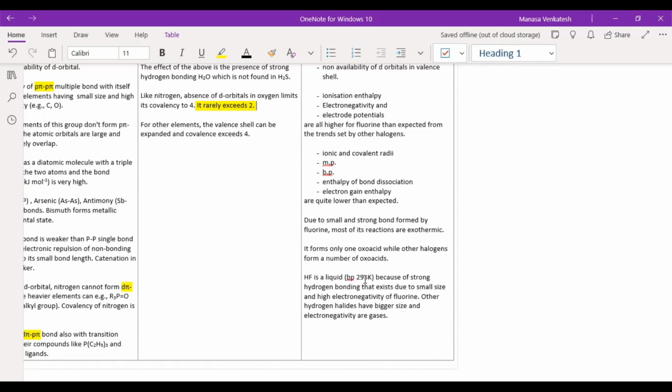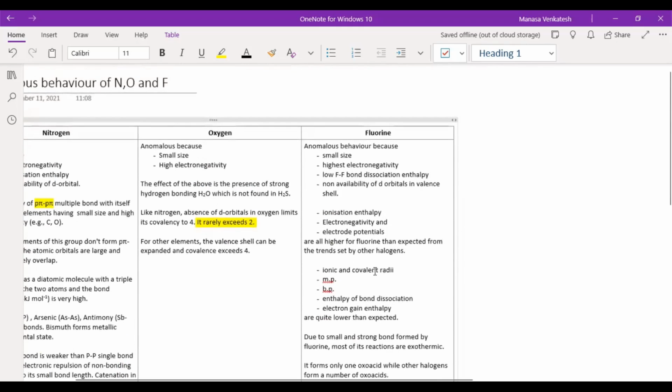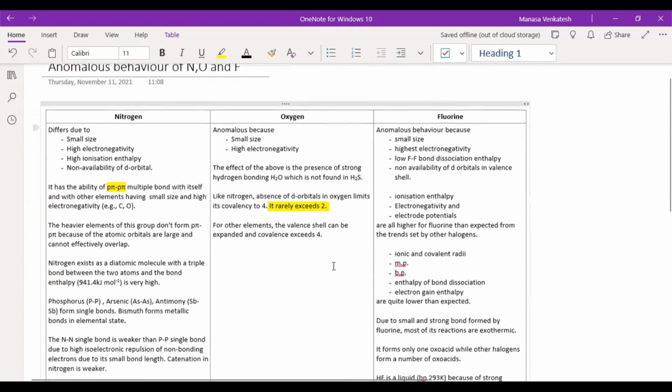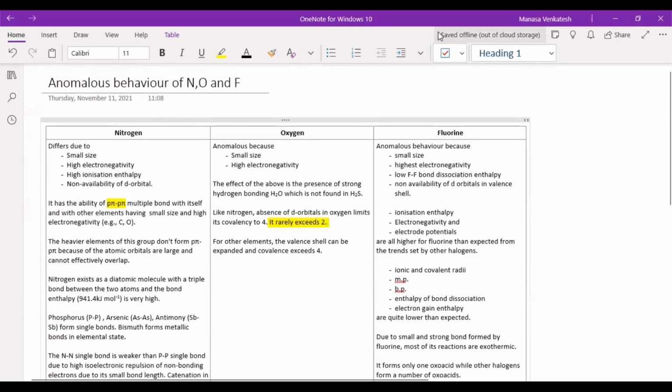Hydrogen bonding exists in the first place because fluorine is highly electronegative and very small in size. The other hydrogen halides have a bigger size and lower electronegativity, so they're actually gases. So only the halogen acid HF is a liquid. The remaining are gases. With that, we're done with the anomalous behavior of nitrogen, oxygen, and fluorine.